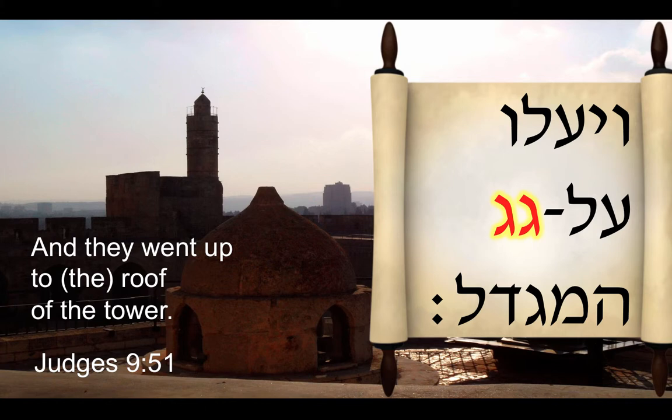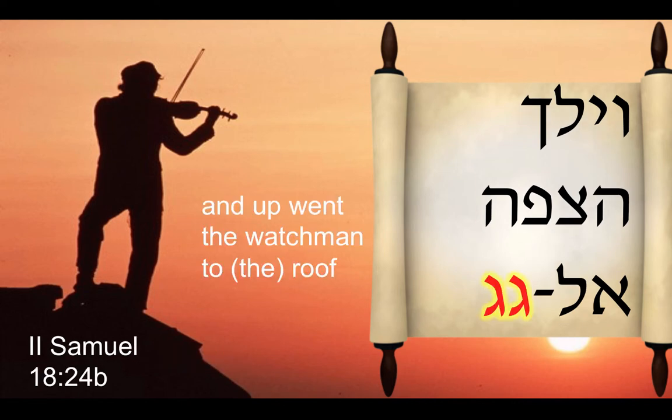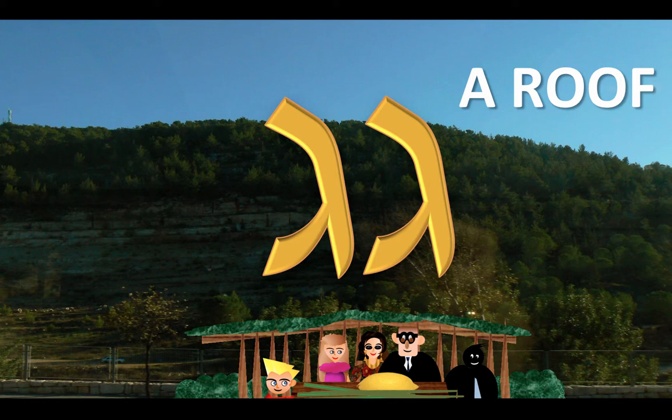And they went up to the roof of the tower. Judges 9:51. Up. And there is another, what is it called? Gimmel. Good. And see if you can find Gog here. Pause. And there it is. And up went the watchman to the roof. Gog. And there's an aleph here, so you recognize that letter. And this also means a roof. Gog can be roof or a roof.